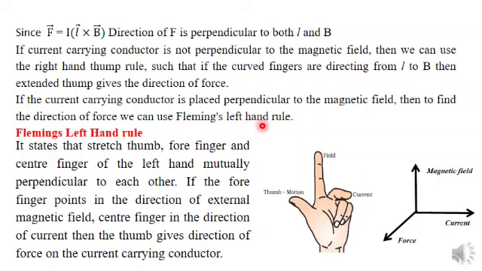Fleming's left hand rule states that stretch the thumb, forefinger, and center finger of the left hand mutually perpendicular to each other. If the forefinger points in the direction of the external magnetic field, and the center finger in the direction of current, then the thumb gives the direction of force on the current carrying conductor.